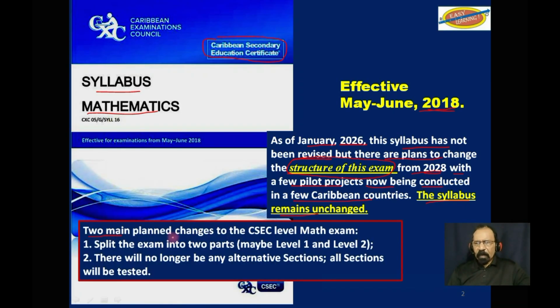The two main planned changes to the CSEC level math exam: one, split the exam into two parts, and two, there will no longer be any alternative sections. All sections will be tested with compulsory questions.